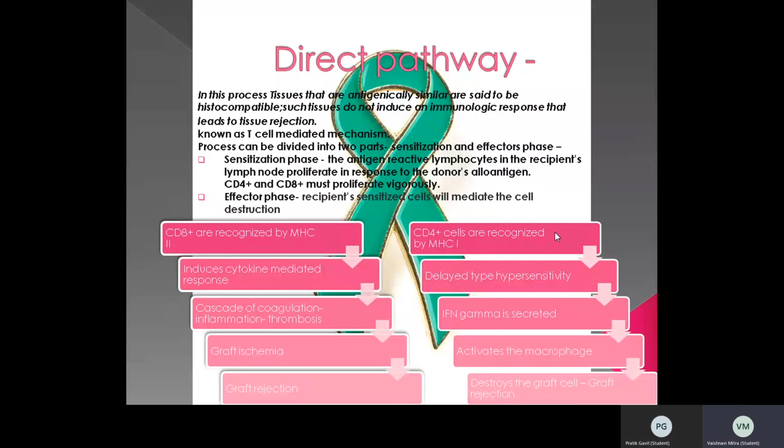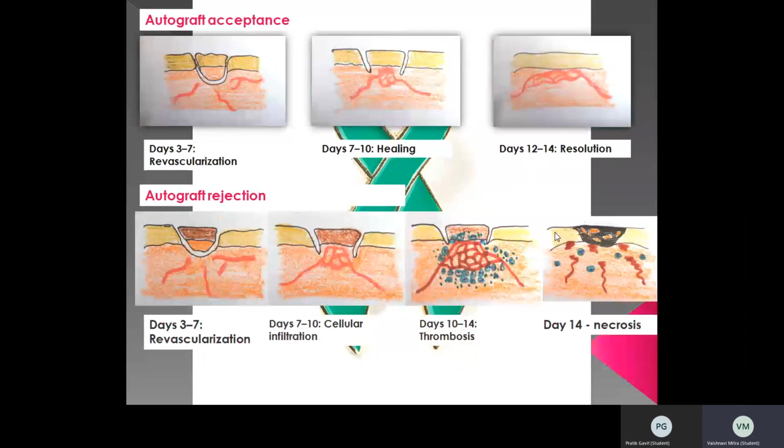The hallmark of graft rejection involving cell mediated reaction is an influx of T cells and macrophages into the graft. During the delayed type hypersensitivity reaction, cytokines produced by the TDTH cells promote macrophage infiltration, and IFN gamma also increases the class 2 MHC recognition as well. The CD8 plus cells act by cytokines and CD4 plus cells do their pathway by macrophages. Now, in this slide, we can see autograft acceptance and autograft rejection.